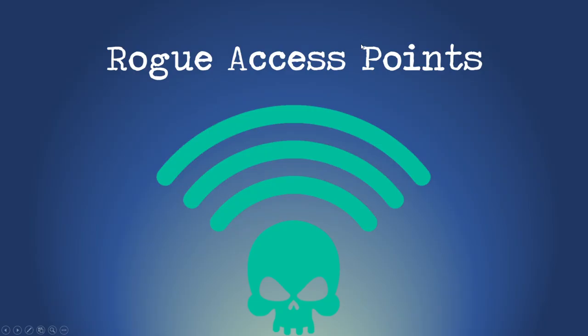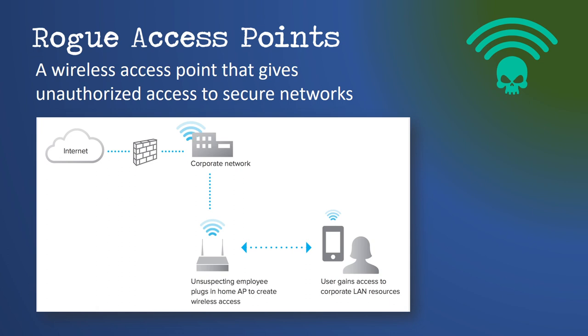All right, a rogue access point. Rogue access points are basically rogue Wi-Fi networks that have been added to a regular network, and they're not part of the regular network, right? So this is like plugging a home router into your corporate network, and then people can access that home router and get access to the corporate network. So it's kind of a tunnel into the network.